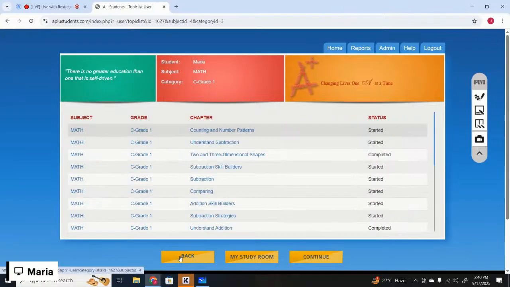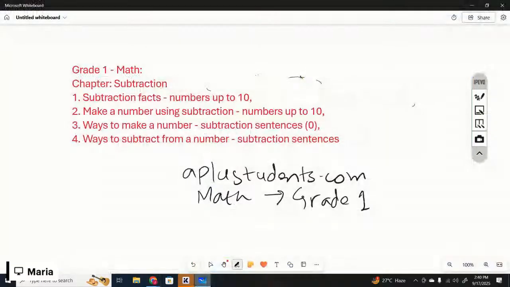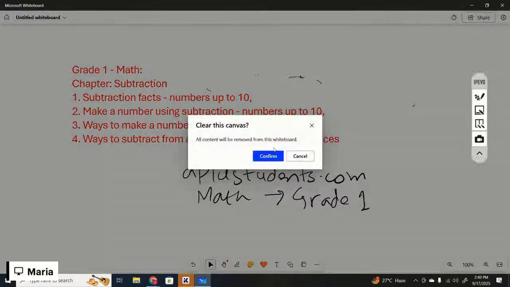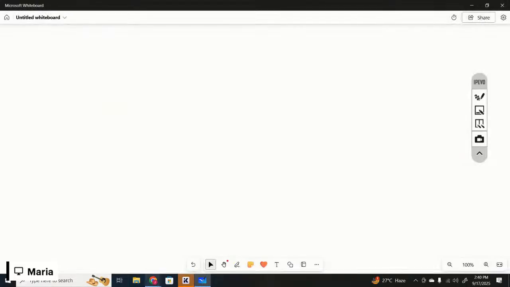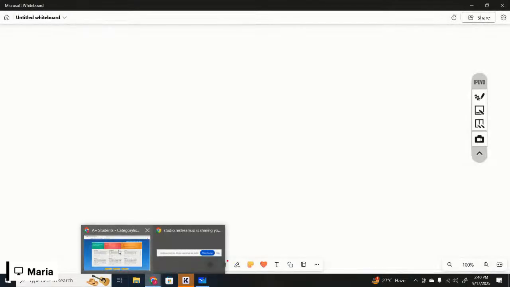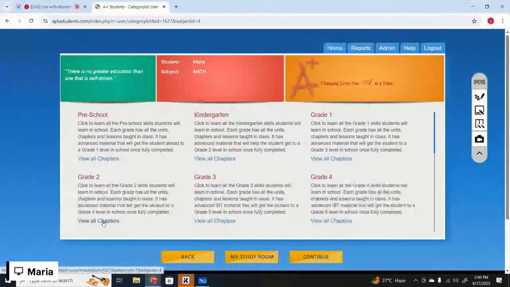The chapter we were working on is subtraction. The lessons we have covered today are subtraction facts numbers up to 10, make a number using subtraction numbers up to 10, ways to make a number subtraction sentences, and ways to subtract from a number subtraction sentences. So please make sure before the next session you complete all the practice questions for the lessons. That is your homework until the next session.